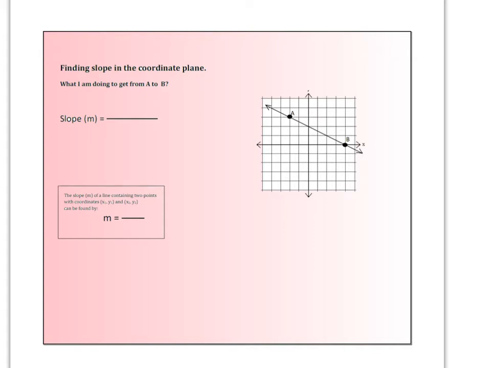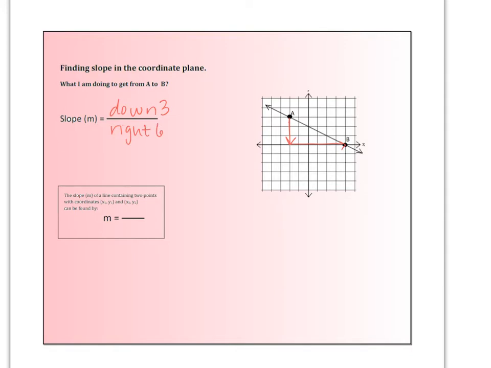If I wanted to find the slope of this line, I would start at A, and I would figure out how much I have to go up or down to get over to B, and then how much I have to go left or right. In this case, it looks like I'm going to go down 3, and then I'm going to go right 6.